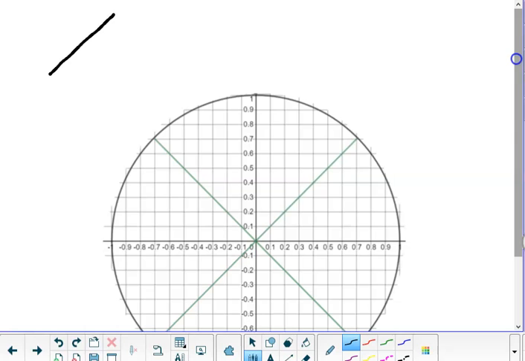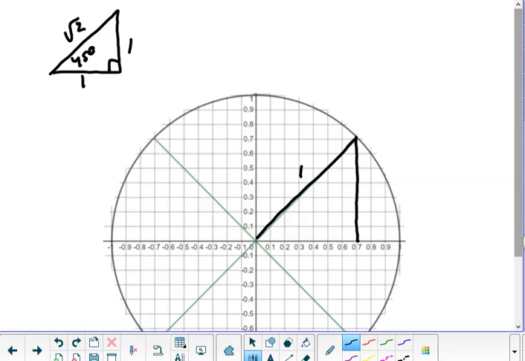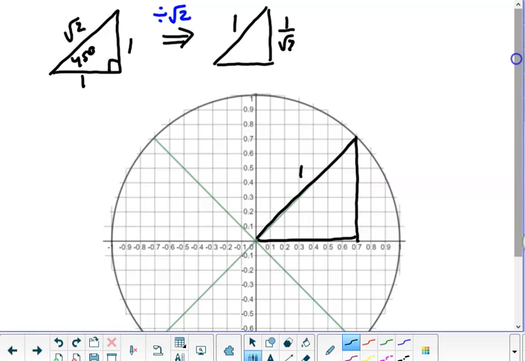So here we have a 1, 1, square root of 2 triangle for our 45-degree angle. I want to fit this on a circle where the radius is 1. So that means the hypotenuse of the triangle is going to be 1. So if I were to rewrite this, I would have to divide every side by radical 2. Because I want the hypotenuse to be 1, I'm going to have to divide the hypotenuse by itself, which is radical 2. So if I divide by radical 2, the hypotenuse becomes 1, and the two sides become 1 over radical 2.